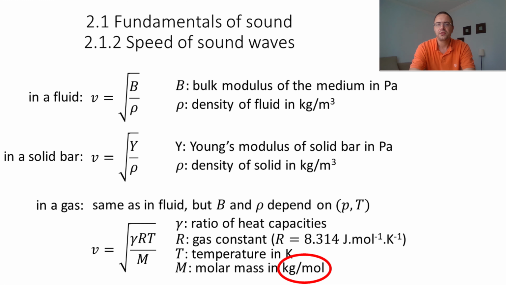Now, I cannot say this enough. This is the number one mistake by people using this formula. The molar mass is often given in gram per mole, but in this formula, you need to convert it to kilogram per mole. There are a lot of mistakes here, so try to remember this.